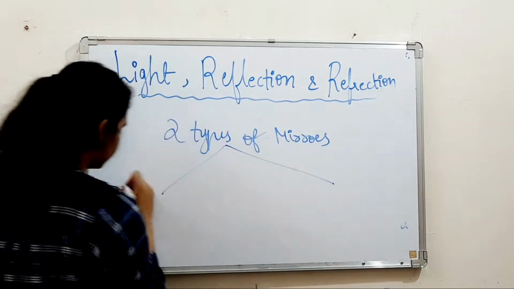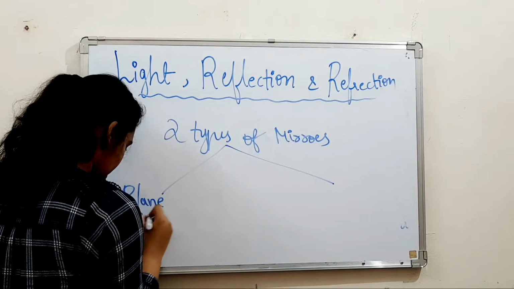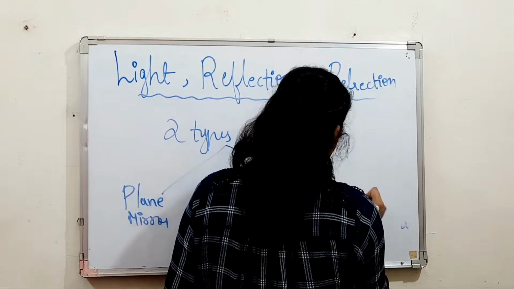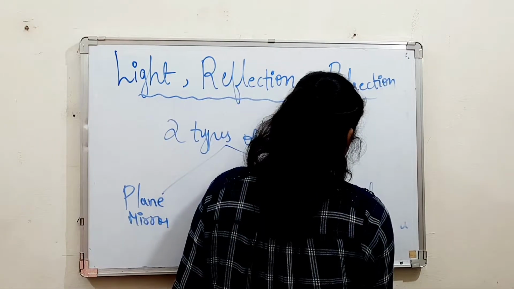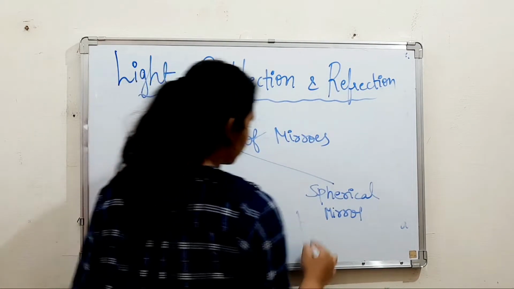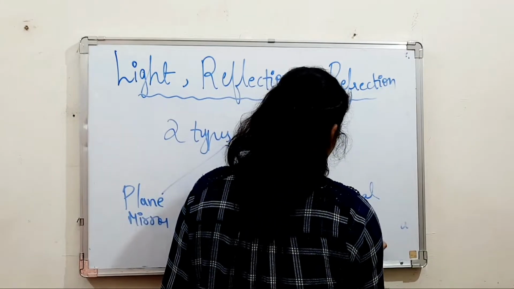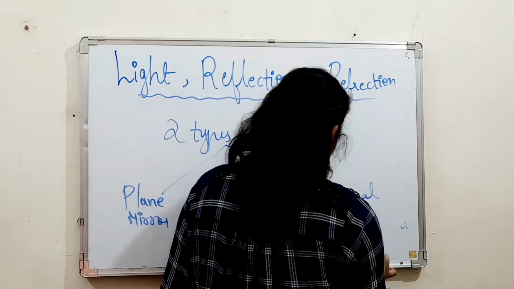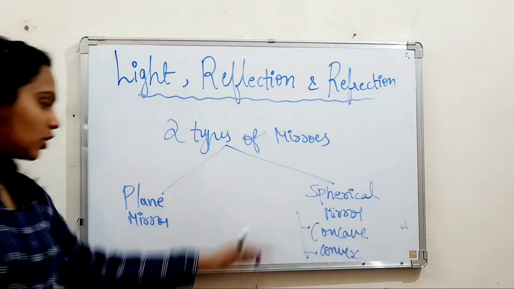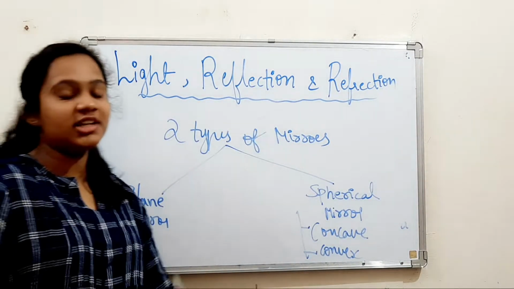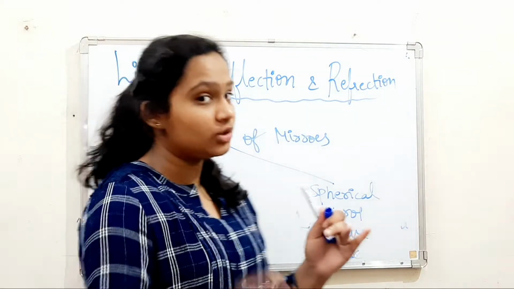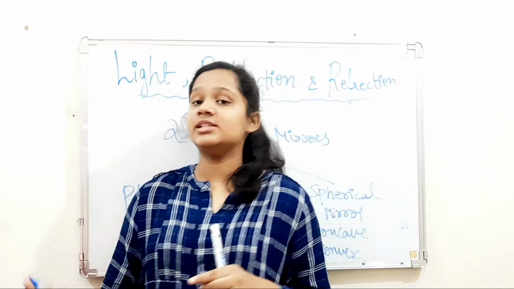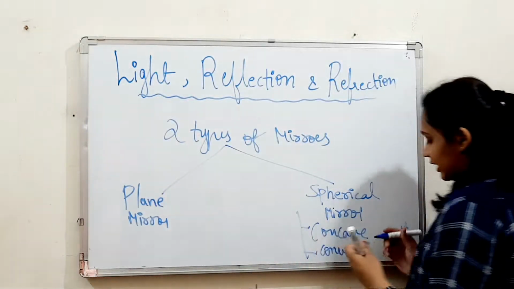One is the plane mirror, and the other one is the spherical mirror. And in the spherical mirrors, we have two types of mirrors. One is concave and the other one is convex. Now, whoever has a doubt in concave and convex, watch it very clearly now. Listen to this lecture very clearly, because I'm explaining this in a very detailed way to you guys.